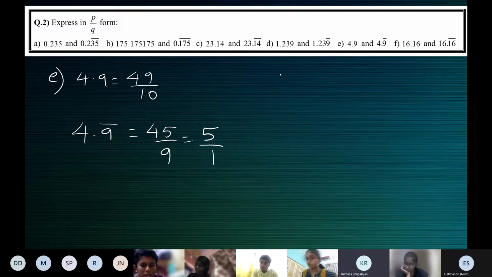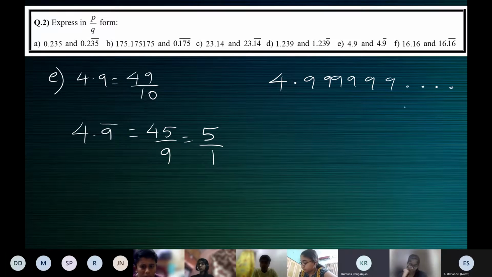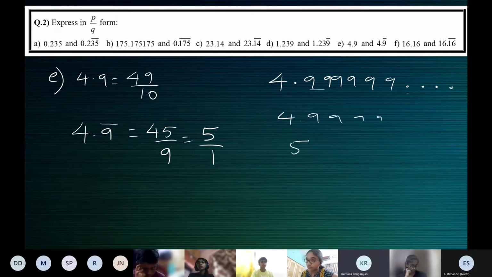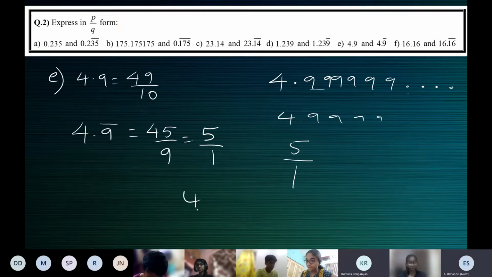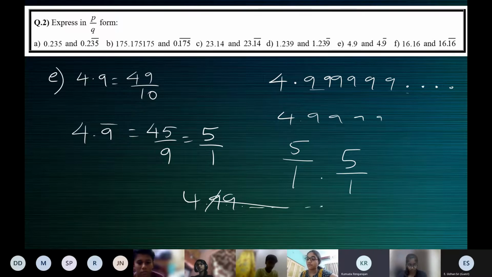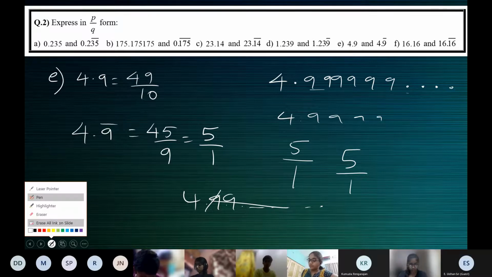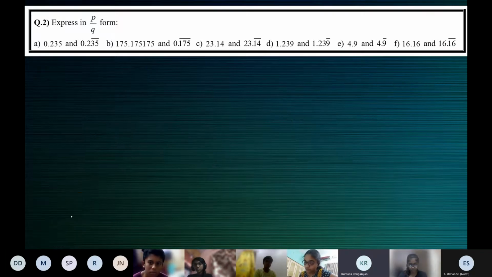Whenever it is recurring 9, the answer will be to the nearest decimal. So what is 4.9 going on forever? It's close to 5. So the P by Q form is 5 by 1. 4.9 recurring means 9 going on forever, so take away the 9s and increase this one by 1. So it becomes 5. 5 or 5 by 1 is the P by Q form. 45 by 9 is correct, which is 5 or 5 by 1.